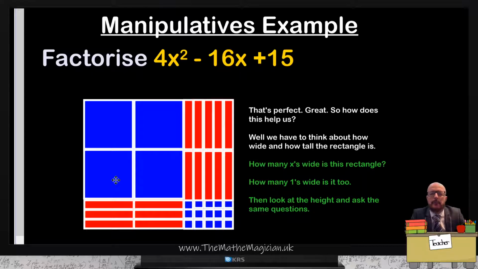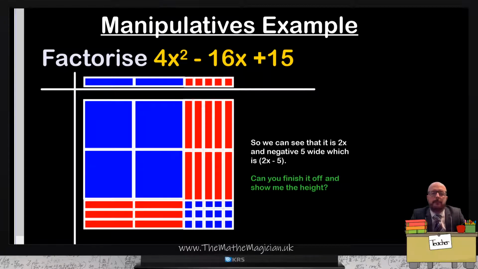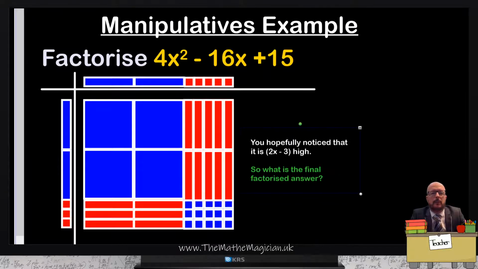But how does that help us? Well, we have to think about how wide and how tall this rectangle is. So, how wide is it? Well, it's 1x wide, 2x wide, and 1, 2, 3, 4, 5 little ones. So you have to think about how tall it is. Hopefully you'll see that it's 1x tall, 2x tall, and negative 3 ones, sorry. So it's 2x minus 3 tall, and it's 2x minus 5 wide.